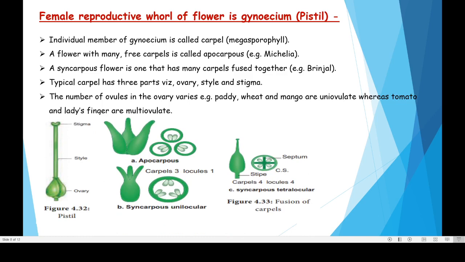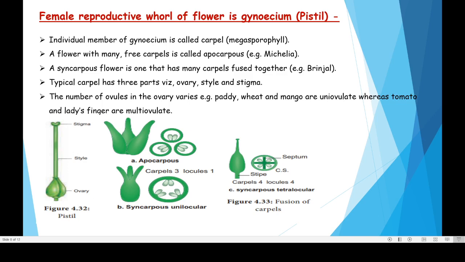Now let us go to the development of female reproductive part. So carpel or pistil is the individual unit of gynoecium. Here is a figure of a pistil. It is distinguished into stigma, style and ovary.